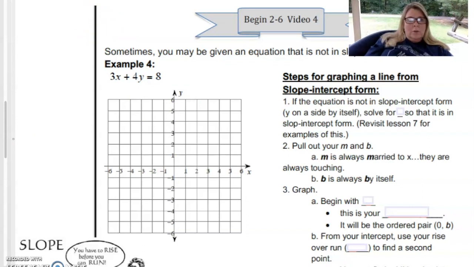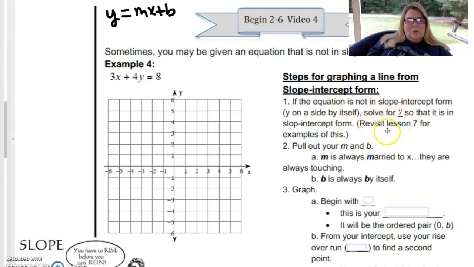If you'll recall, slope-intercept form is y is equal to mx plus b. This equation is not in slope-intercept form because y is not by itself. So that'll happen often, and when it does happen, we have to rearrange so that it is in slope-intercept form, so it makes it a whole lot easier to work with. So we're going to solve for y.